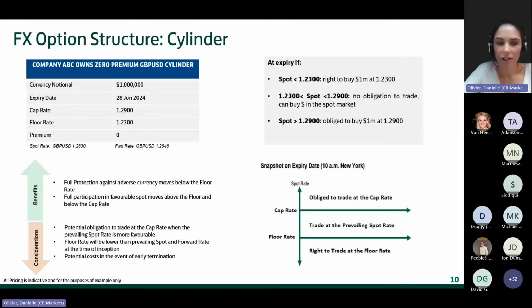It's always worthwhile comparing these strategies to the forward. So I calculated the equivalent forward rate there, which would be 1.2646. So therefore, the protection rate of the cylinder of 1.23 is 3.46 cents lower. So effectively, the company is giving up 3.46 cents in protection versus the forward contract, but they gain that ability to fully participate in moves all the way up to 1.29. So hopefully that is fairly straightforward. Any questions on a cylinder? Feel free to pop them in the chat.